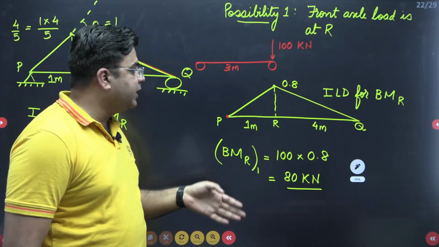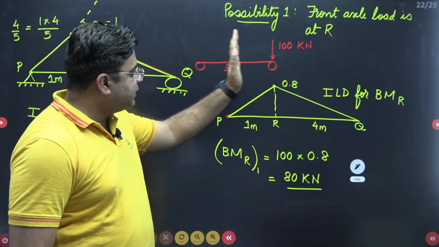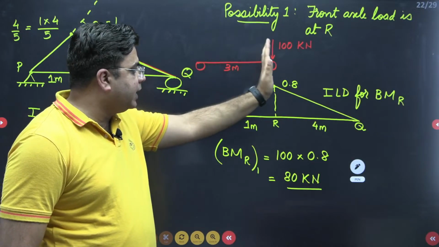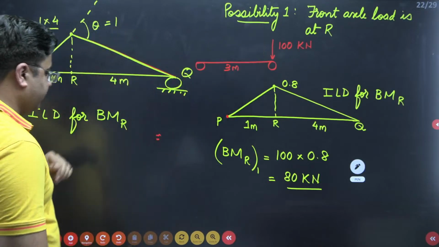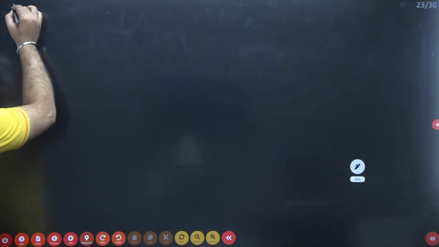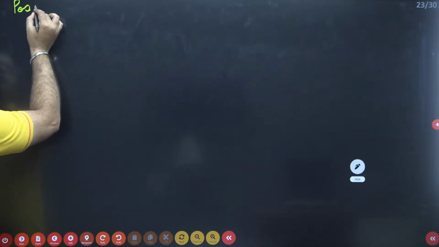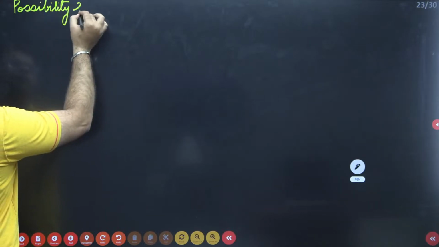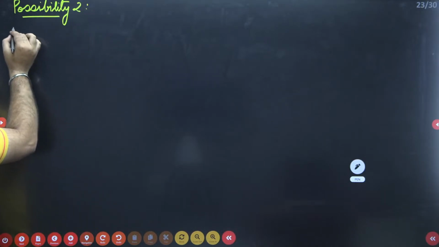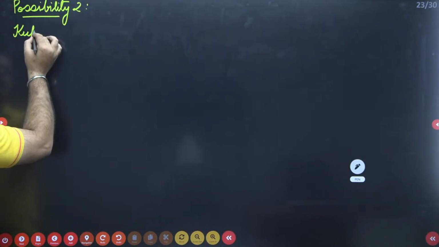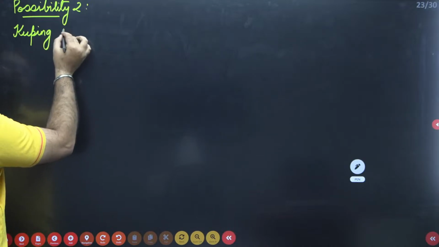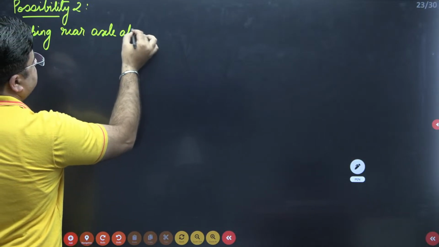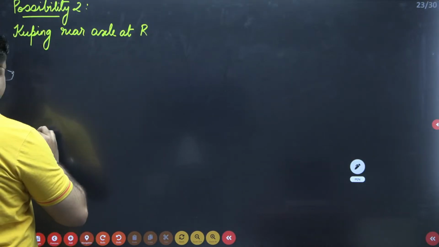Now second possibility is keep your rear axle at this point R. Right now we have kept the front axle. Then you keep the rear axle at point R and check for the maximum bending moment. So possibility 2 is keeping rear axle at R. So again, I'll draw the ILD.